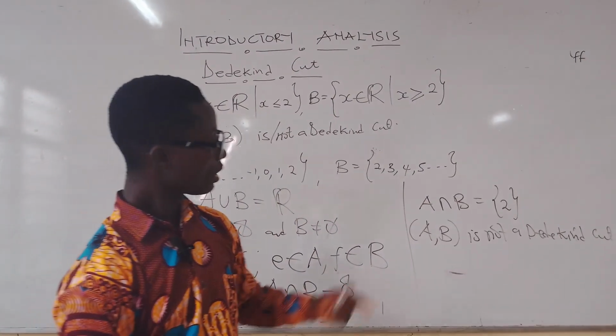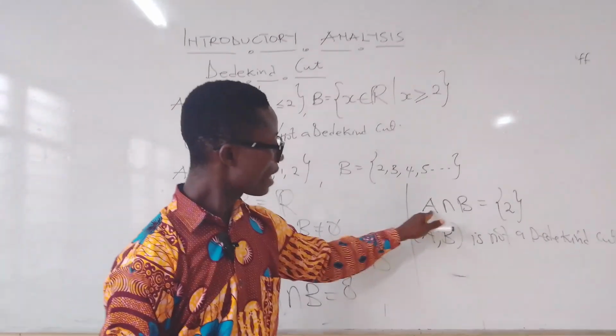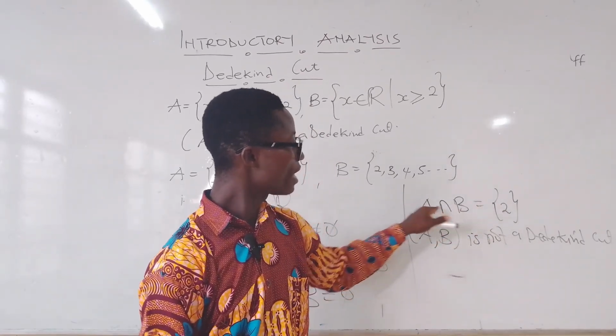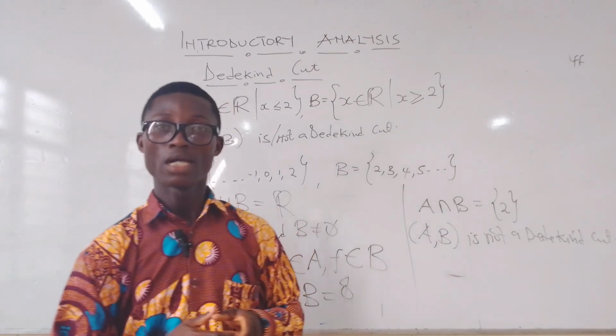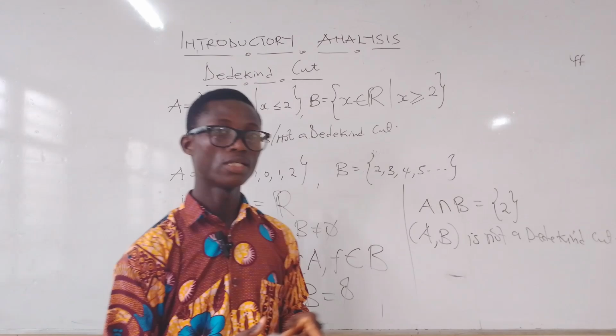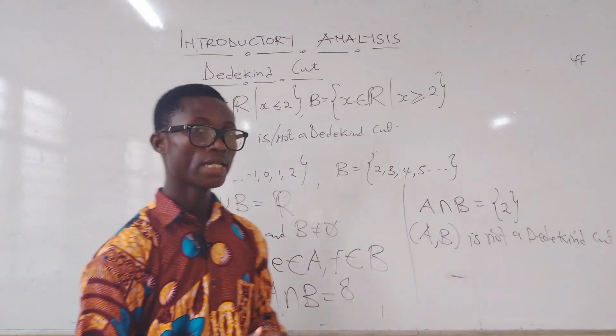So the condition that fails it is that A intersection B is supposed to give us an empty set. But looking at this one, we are having A intersection B, which is equal to what? 2. So it implies that since it has failed the third condition, this A, B is not considered as what?